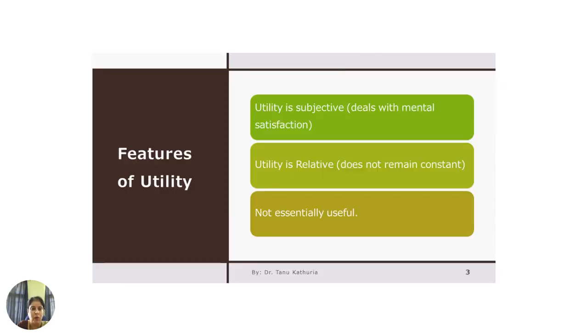What are the features of utility? It is subjective in nature, that means it deals with the mental level of satisfaction. It is relative in nature. It does not remain constant; either it increases or decreases. And it is not essentially useful, that means I can be dissatisfied also. Therefore, it is important to see if I can measure my dissatisfaction also or not.